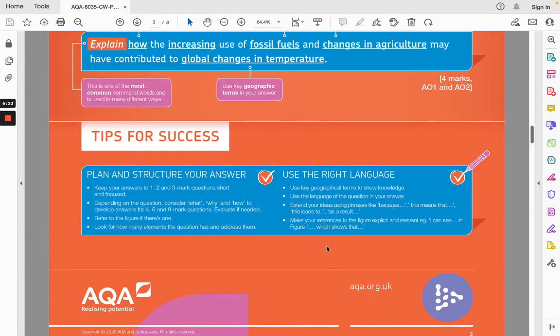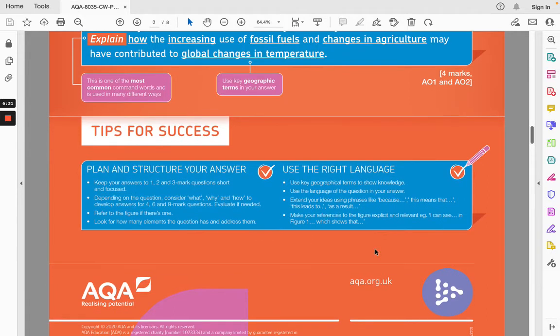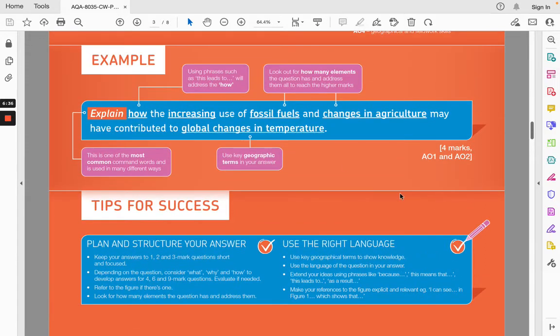Structure, it's pretty similar to the ones above. Keep your answers focused. Focus on the question. Refer back to the question if you need to. Use the language of the question in your answer. So don't say changes in farming, say changes in agriculture. Actually use it, okay?